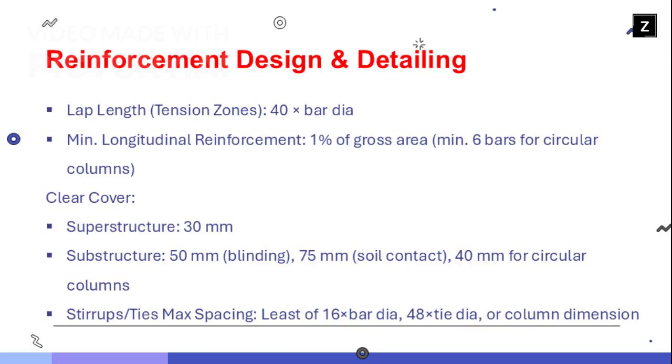Now, cover is very important for corrosion protection in superstructures. We need 30 mm. For substructures cast on blinding, 50 mm, and directly on soil, 75 mm. Circular columns need at least 40 mm. The spacing of stirrups or ties ensures confinement. The spacing must be the smallest of 16 times bar diameter, 48 times tie diameter, or the column's least dimension.